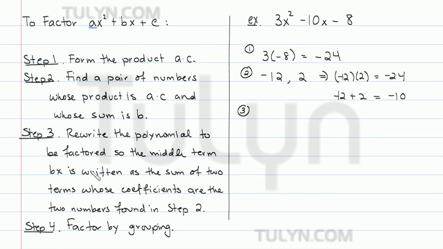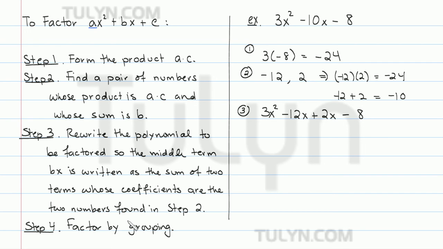So now, for step 3, we want to rewrite the polynomial to be factored so that the middle term, bx, or -10x, is written as the sum of the two terms whose coefficients are the two numbers found in step 2. So basically, we want to write, instead of -10x, we want to write -12x plus 2x. Right? And notice that if you combine the like terms, -12x plus 2x is going to give you -10x. So we just rewrote the polynomial expression.